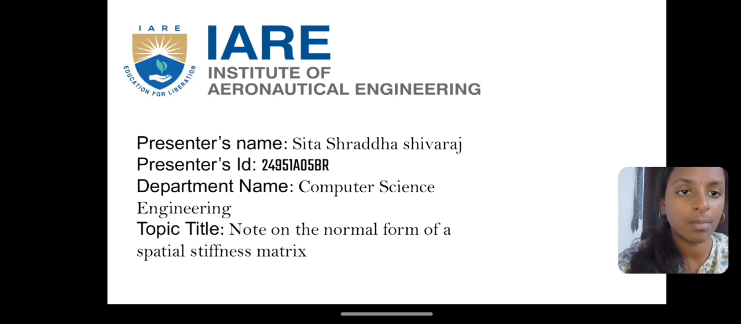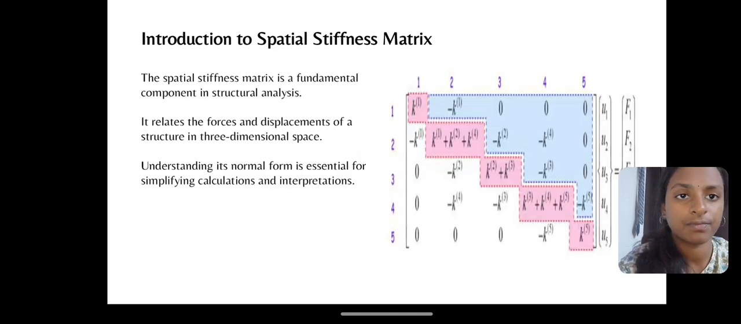Today I'll be talking about the normal form of spatial stiffness matrix. Introduction. The spatial stiffness matrix is a fundamental component in structural analysis. It relates the forces and displacements of structure in three-dimensional space. Understanding its normal form is essential for simplifying calculations and interpretations.